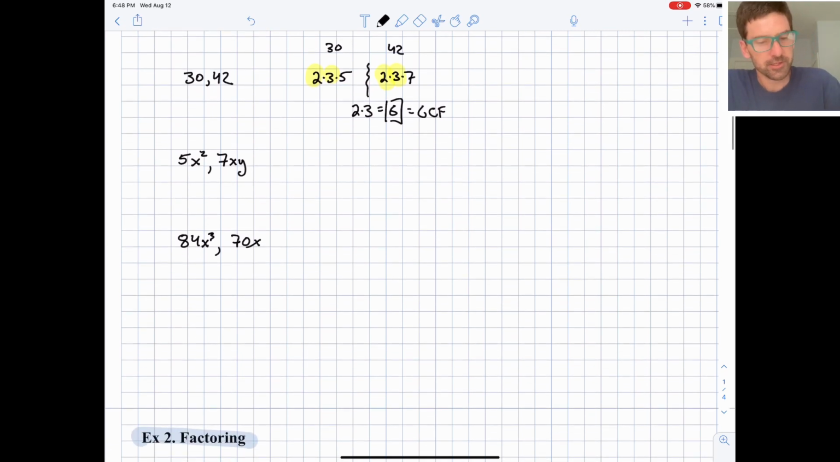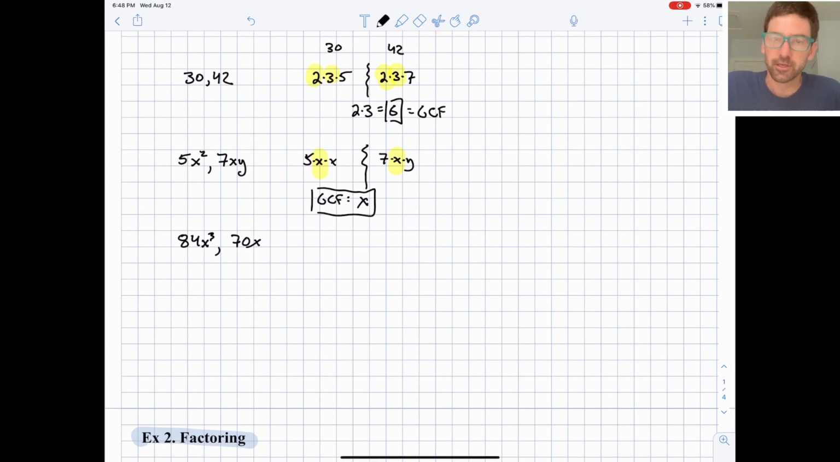Next one, 5x squared. We're going to prime factor that. 5 times x times x. We can factor with variables as well. 7xy is just 7 times x times y. So let's grab factors that are common to both. And there's an x in both. And that's it. Okay, so our GCF is just going to be x. Okay, that's the largest term that evenly goes into both.